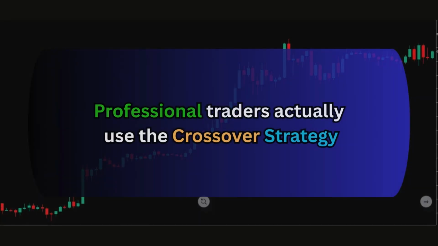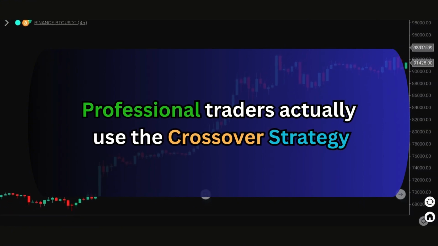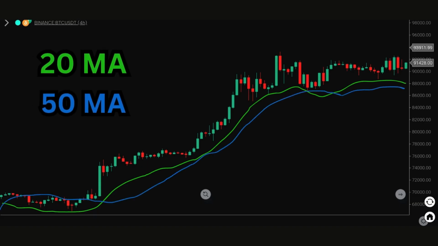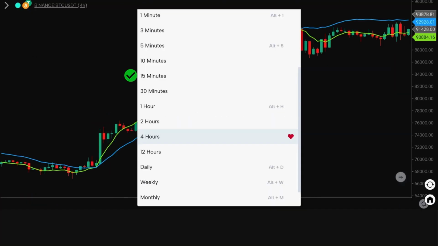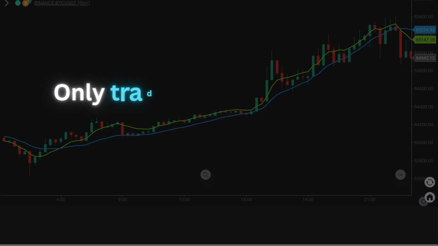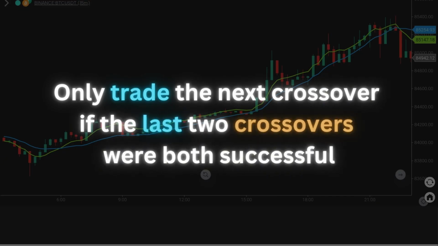Here's how professional traders actually use the crossover strategy. Use just two moving averages, a 20 period and a 50 period. Stick to higher time frames like 15-minute, 1 hour, or even 4 hour. This gives cleaner, more reliable signals. And now, the golden rule: only trade the next crossover if the last two crossovers were both successful.